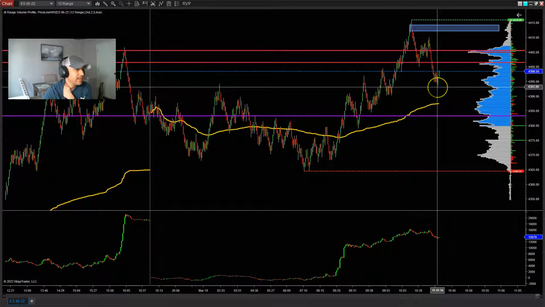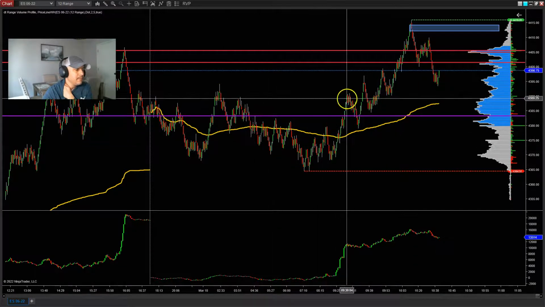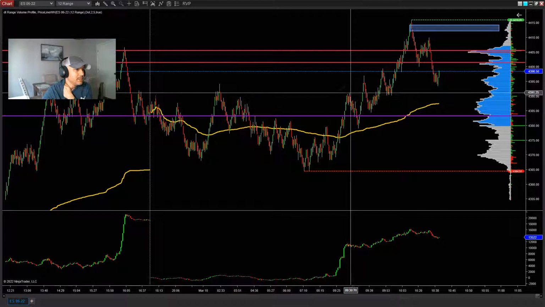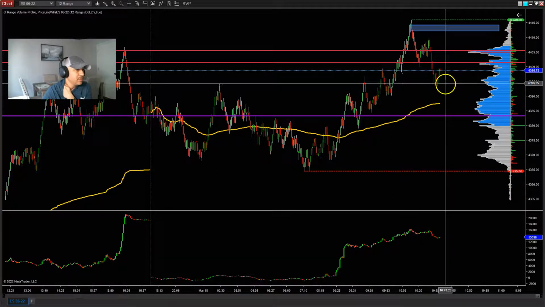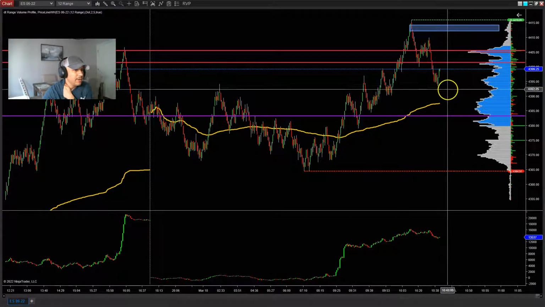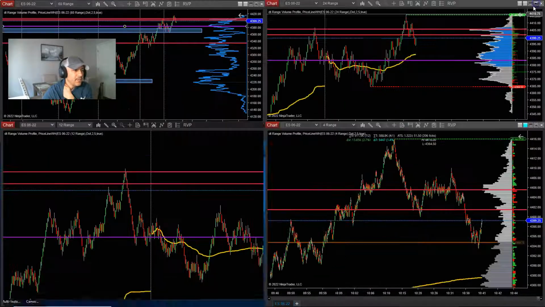Price pulled back to an area of support, guys. Let's see. Yeah. Price pulled back to an area of support, rejected it. And I took a look along here, but let me take a look and see as well.